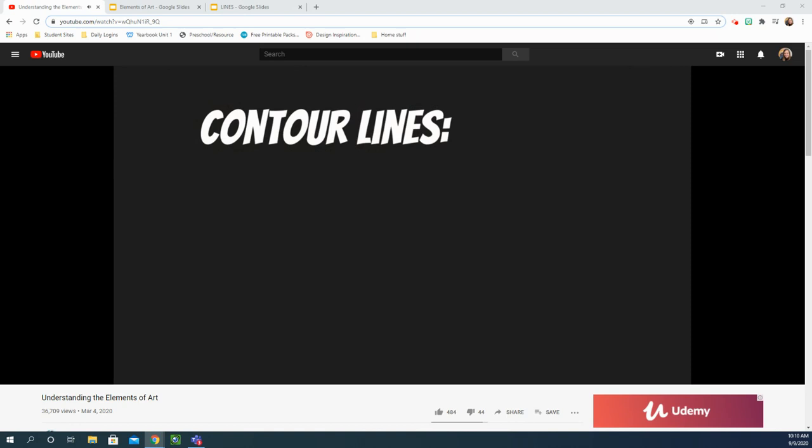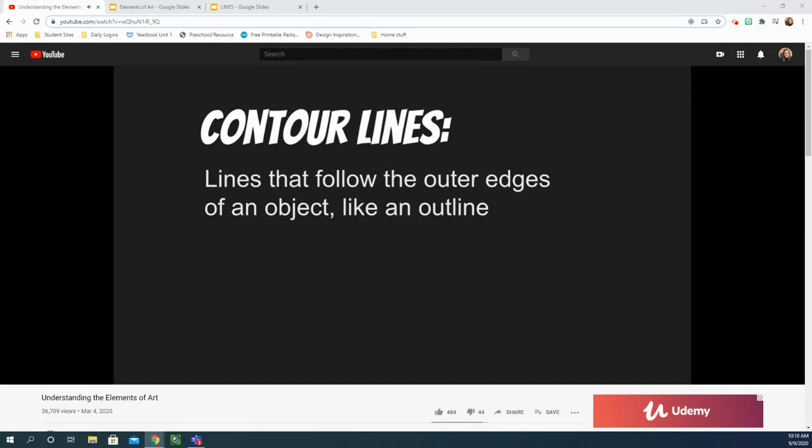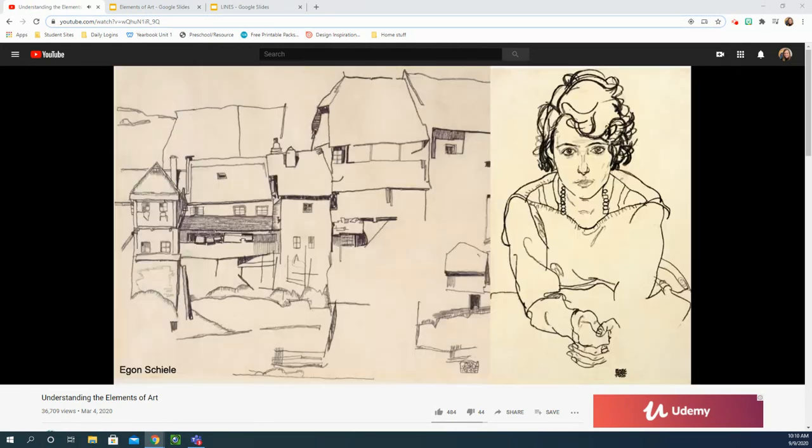Now, contour lines are probably some of the first lines that we draw when we start to learn about art. So contour lines are lines that follow the outer edges of an object. They're kind of like an outline. So when we look at these drawings by Egon Schiele, he uses contour lines a lot in his artwork. So we can see how the lines are primarily just following the outer edges of the subjects that he is drawing, whether it's buildings or people. And what's interesting about his use of contour lines is sometimes he kind of stops drawing them. So we have sort of empty spaces, and our brain kind of fills in those gaps to figure out what's going on in between those spaces.